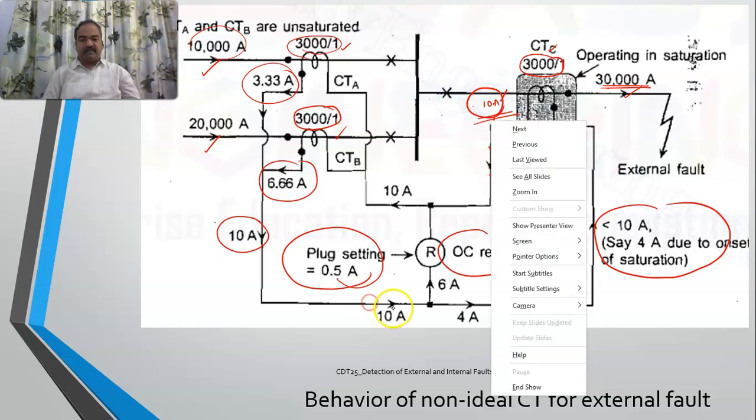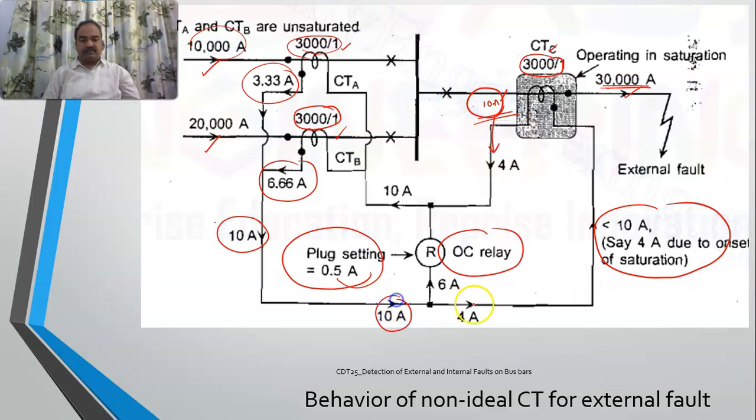So there is a spill current. This is 10 amperes, this is 4 amperes, and there is a spill current here of 6 amperes. So now what is happening? Because of this, the relay is going to operate even though the fault is external. And this is happening because of the saturation.